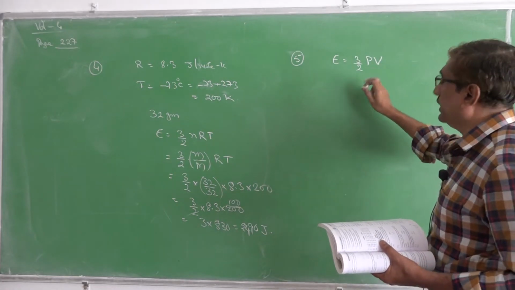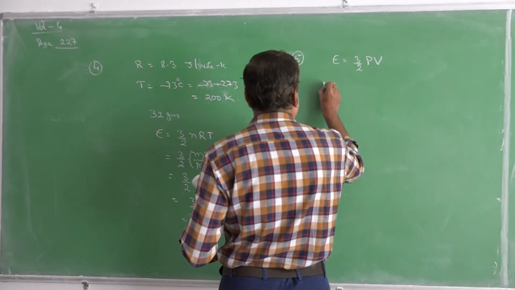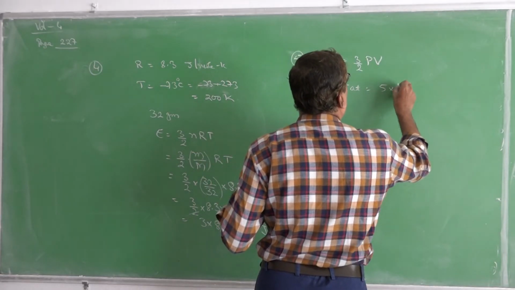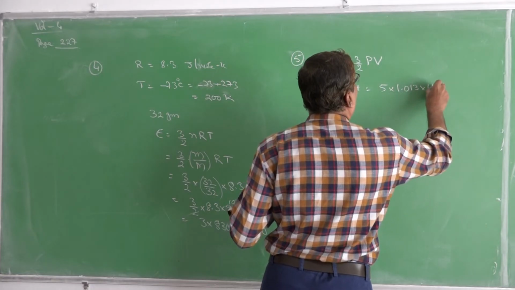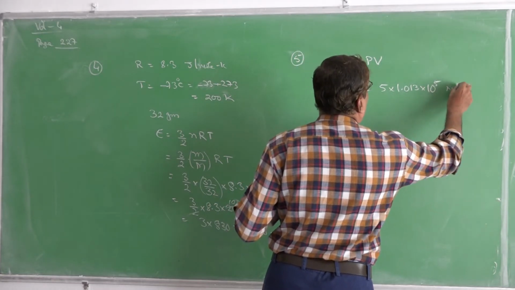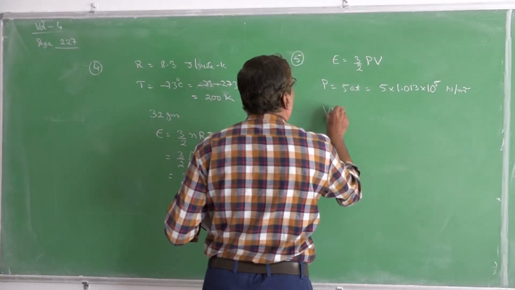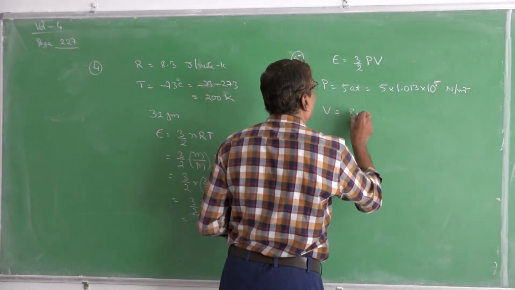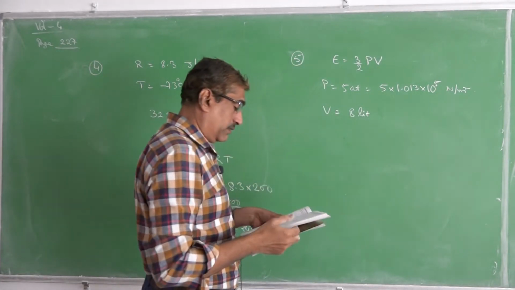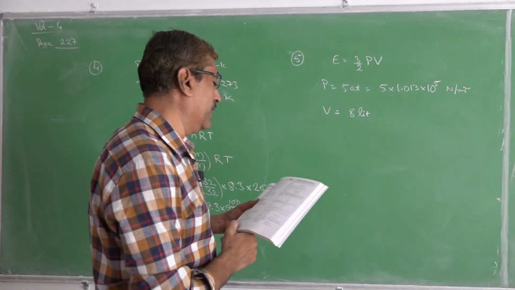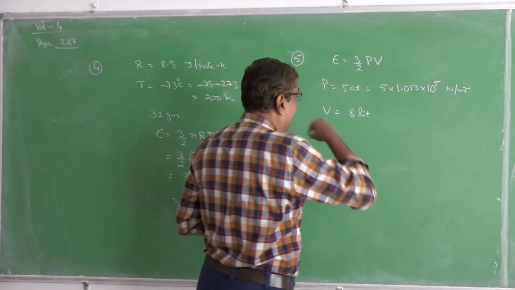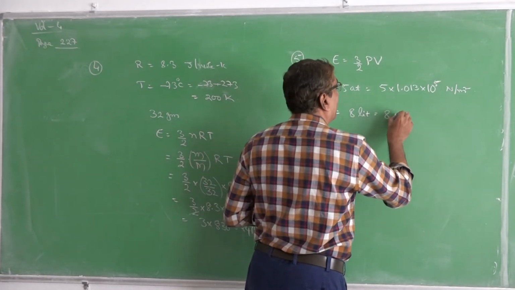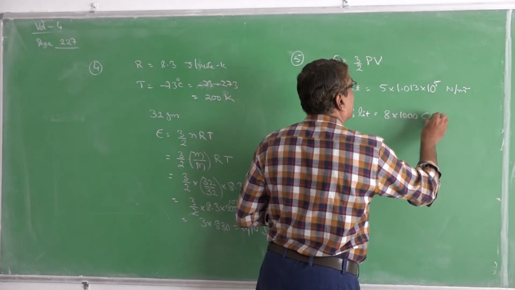3 by 2 PV. Given in this problem, P as 5 atmosphere, that is 5 into 1.013 into 10 to the power 5 Newton per meter square or Pascal. Volume is given as 8 liter of helium. 1 liter consists of 1000 cc, so 8 into 1000 cc.